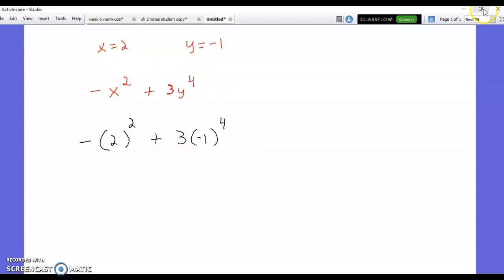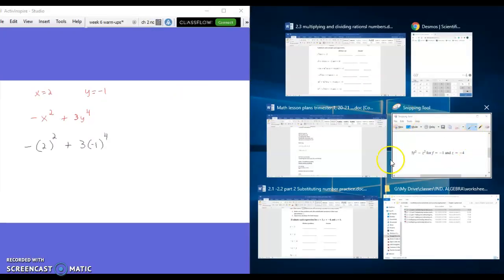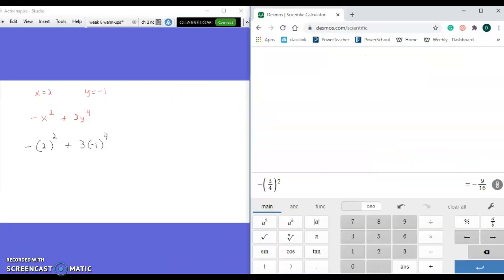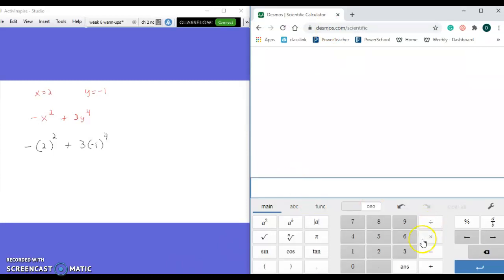So again, as we go to our calculator, we can type that in just as we see it. So we can say negative, and then parentheses, 2, close that out, and then square it, and then we're going to add 3, parentheses, -1, and then we're going to raise that to the fourth power. And we get -1 as our answer.